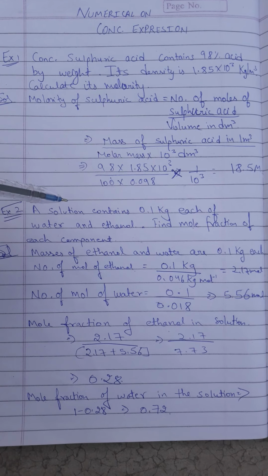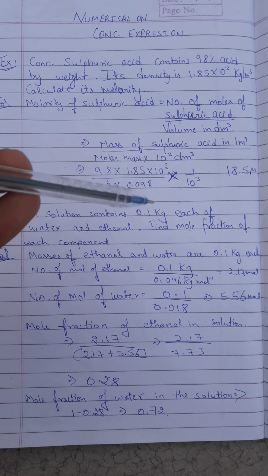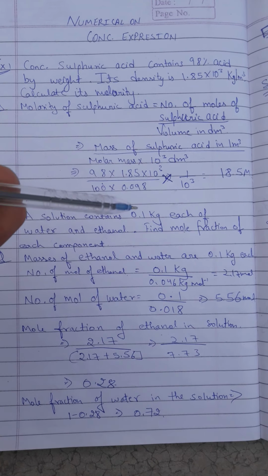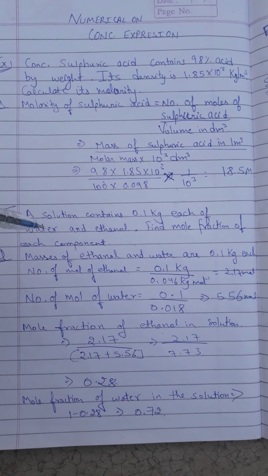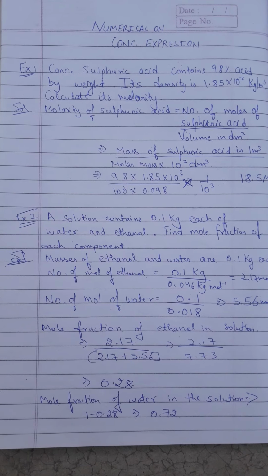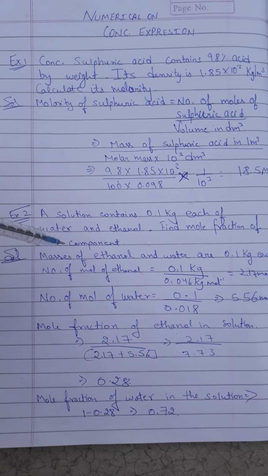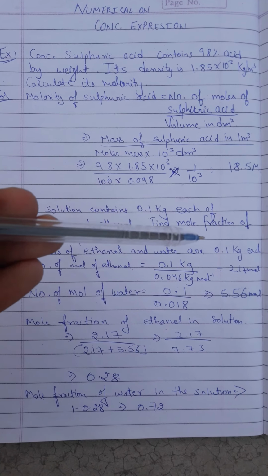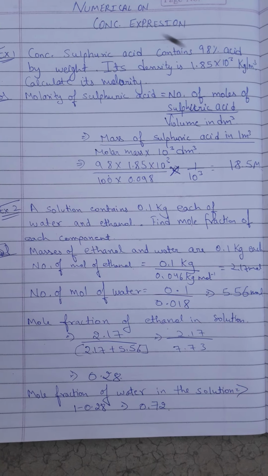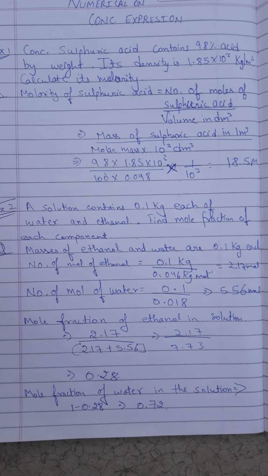Now let us see our example 2. A solution contains 0.1 kg each of water and ethanol. Find mole fraction of each component. So its solution is: masses of ethanol and water are 0.1 kg. It means each is 100 gram in amount.